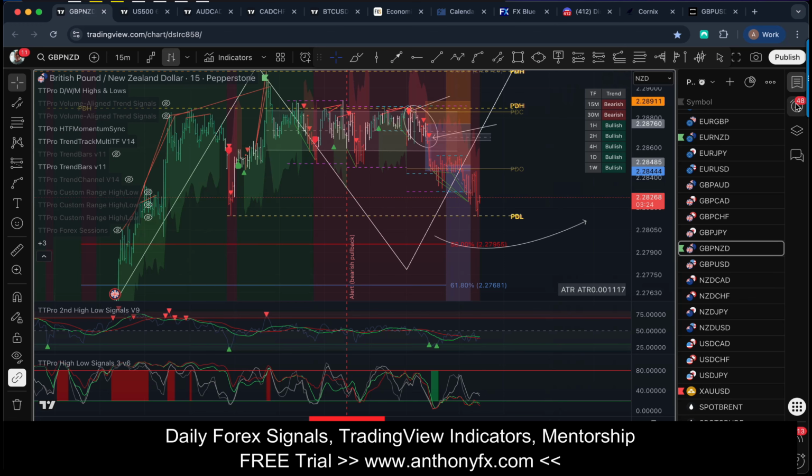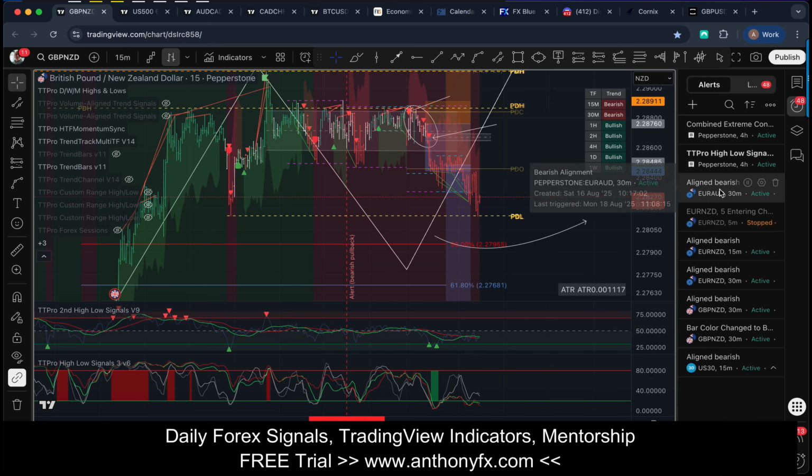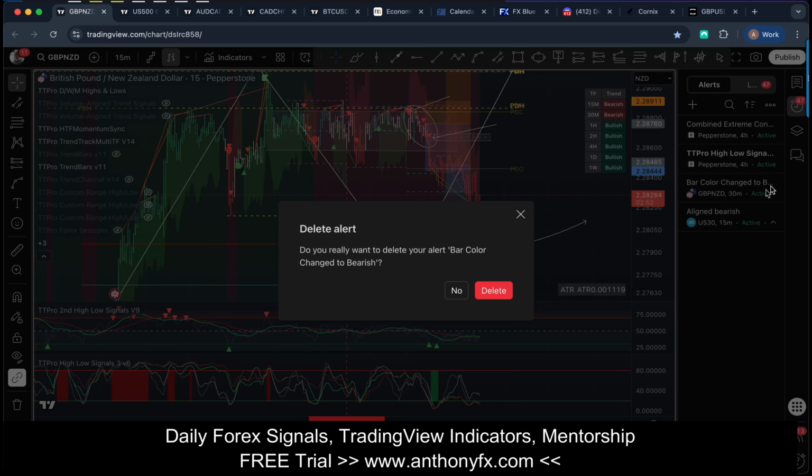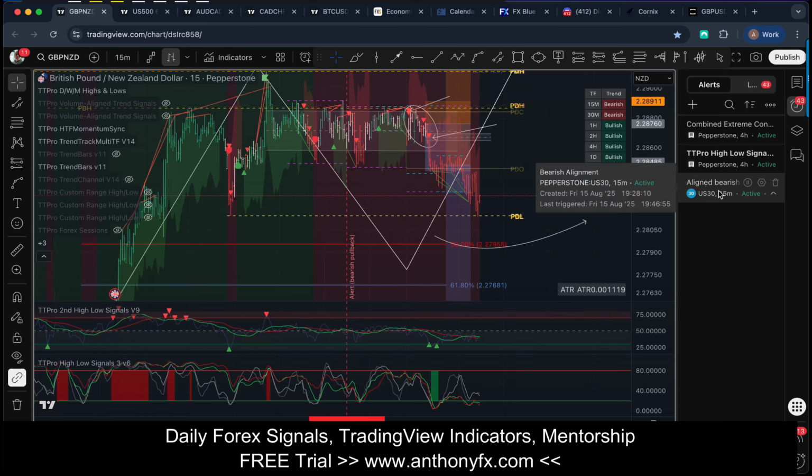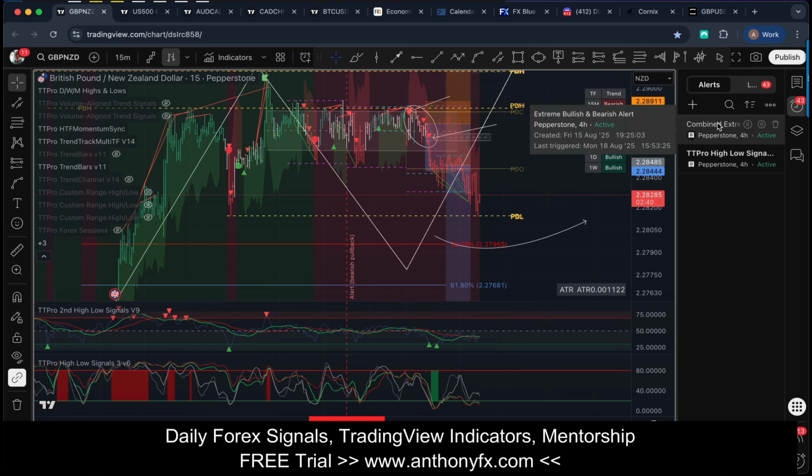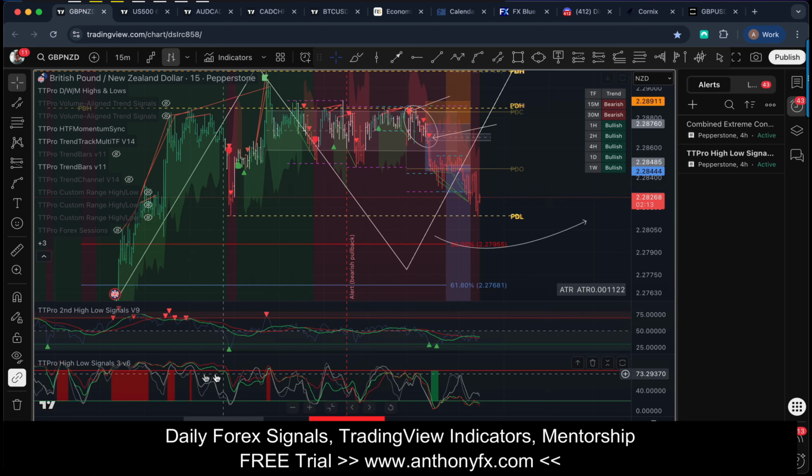Actually, I'm going to delete a couple of alerts that we're done with. So I'll just get rid of these guys. Okay, these are done and dusted, so we don't need them anymore. We'll just delete them. We've got a bearish alignment there on the US 30. Just take that out for now. So these two here are permanent. This is on a 4-hour chart. So the first is the Combined Extreme Confluence indicator, and the other one's the TT Pro High-Low Signals number 3, this one down the bottom here. On the 4-hour, we want these 4-hour signals, and we come into it on the lower time frame.